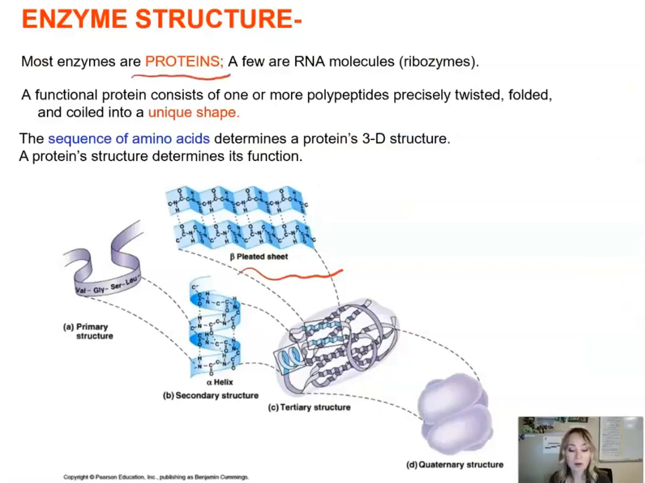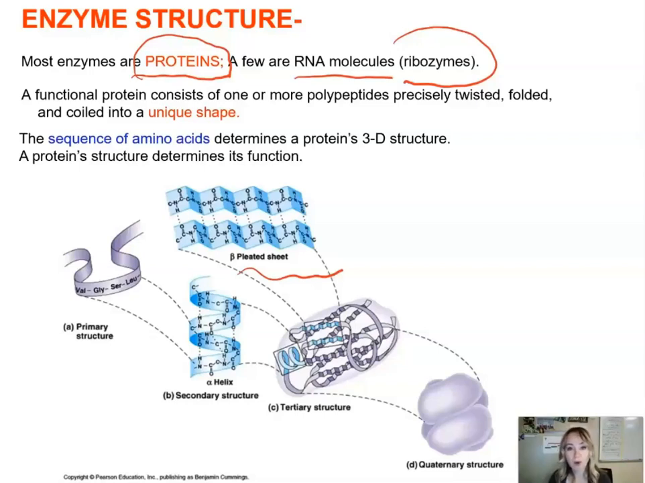Yes, we have a few RNA molecules that can carry out enzymatic activity, and we would call them ribozymes. However, here in this unit, we're going to be focusing on proteins. So understand that the shape of the protein is going to be super important, and the sequence of the amino acids in a polypeptide chain is going to determine what kind of shape this protein is going to have. How is it going to fold?